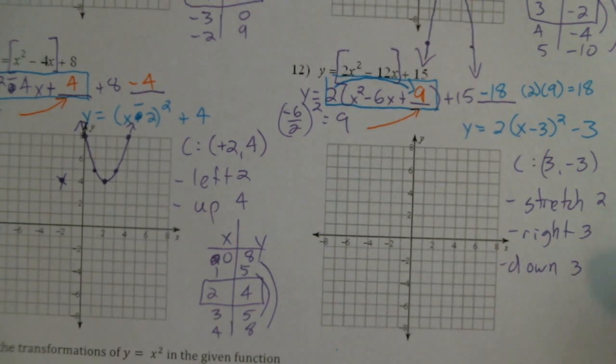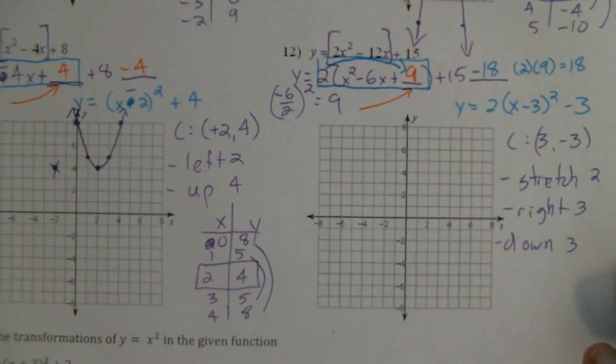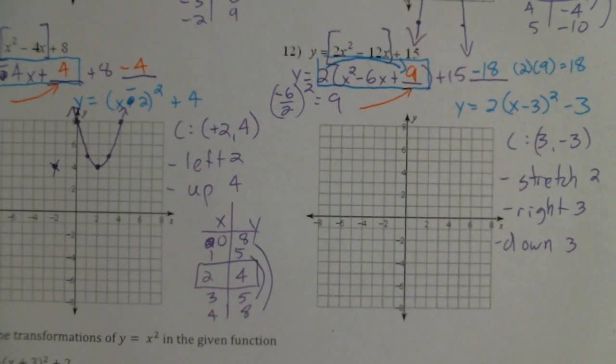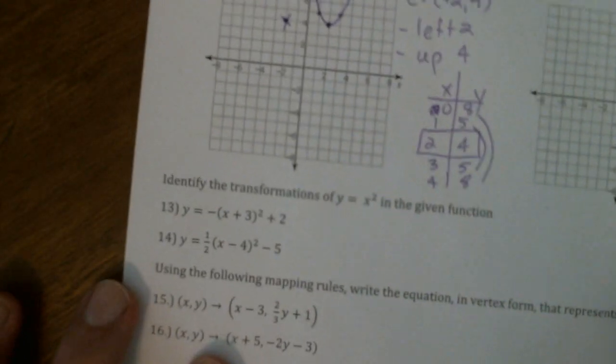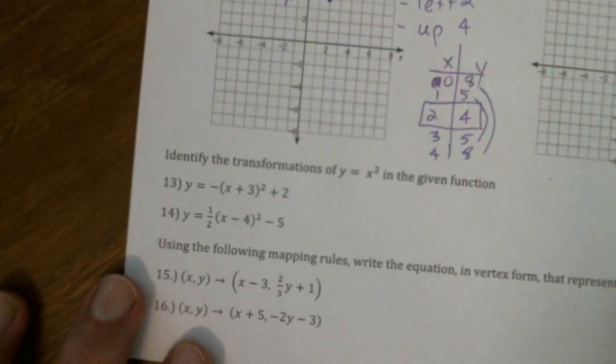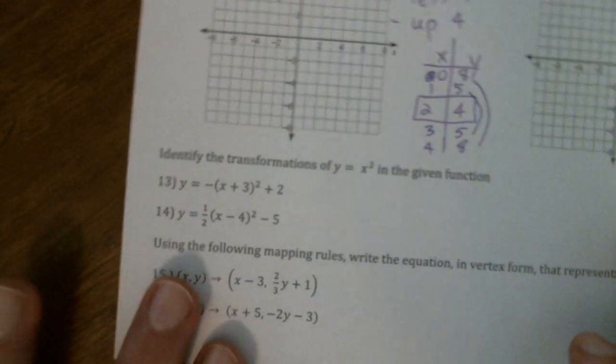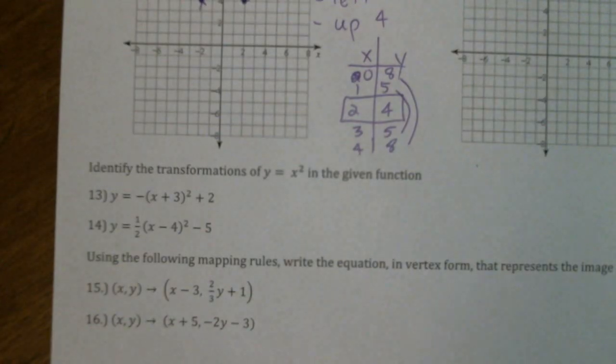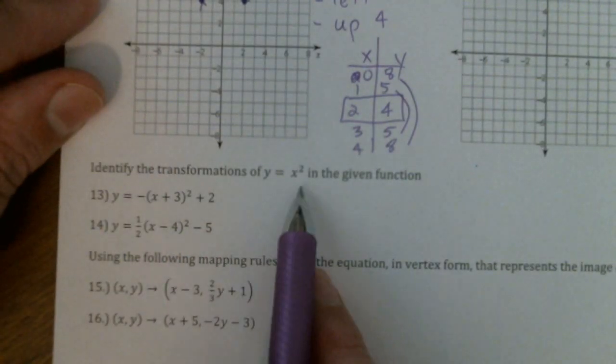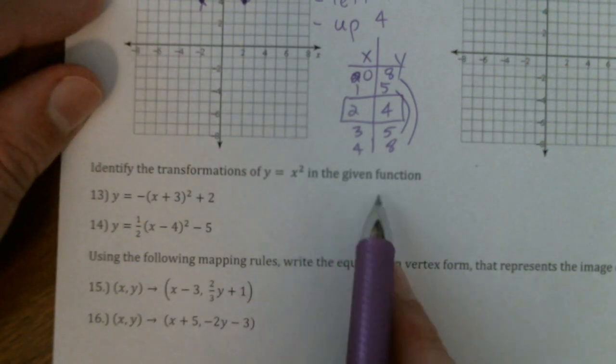Alright, so for the sake of this video, guys, so it's not so long, I'm going to let you graph this on your own. The solutions are on Google Classroom, so you graph it, check it with your graphing calculator, make sure you do this correctly. Okay, let's go on to the last few ones down here. Now, students love to make these extremely complicated. Guys, these are super, super easy. It's saying identify the transformations of y equals x squared in the given function.